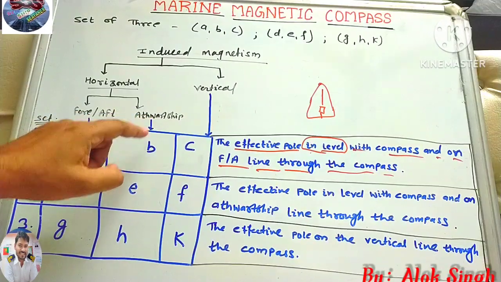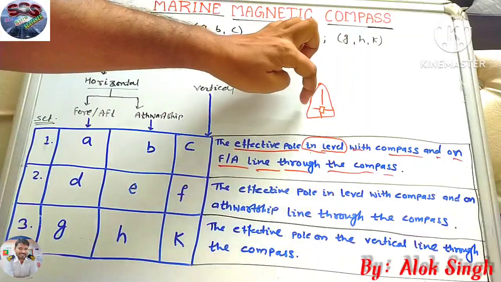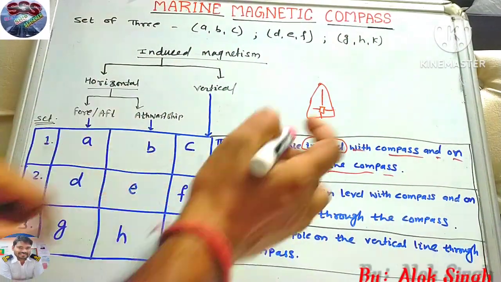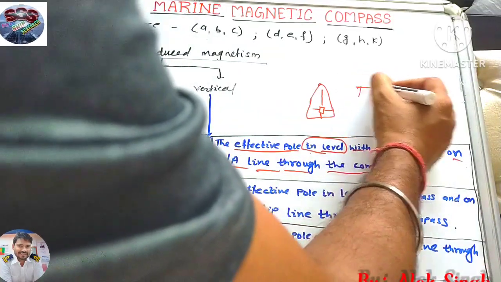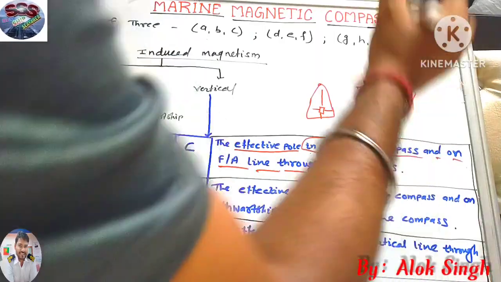If it is related to B, like athwartship, then it might be somewhat like this. It is in level. This is also a rod which is athwartship of this compass. If we talk about vertical, then suppose your ship is like this. Here is the compass. So it might be either here or here.